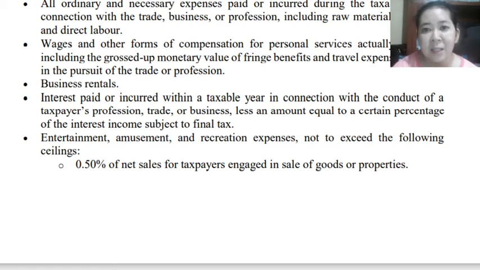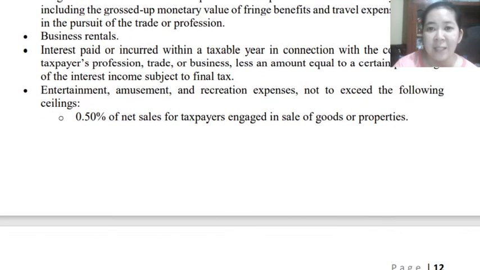Another is entertainment, amusement, and recreation expenses, but it should not exceed the following ceilings. Actually, these entertainment, amusement, and recreational expenses may be part of the enhancement, for example, for their employees, to regenerate their well-being in their workplace. So that's why they set aside a fund for it. So this will be allowed also as a deduction, but it should not exceed the following. So first, 0.50% of net sales, if the taxpayer is engaged in sale of goods or properties.